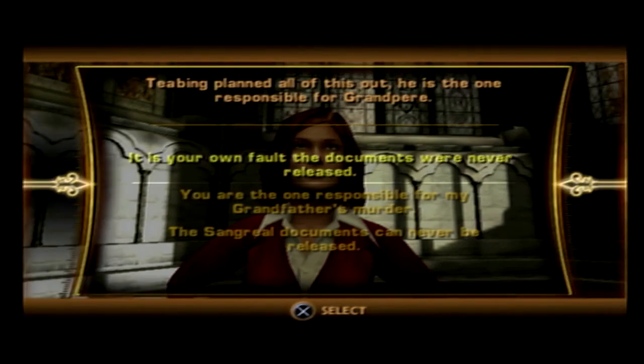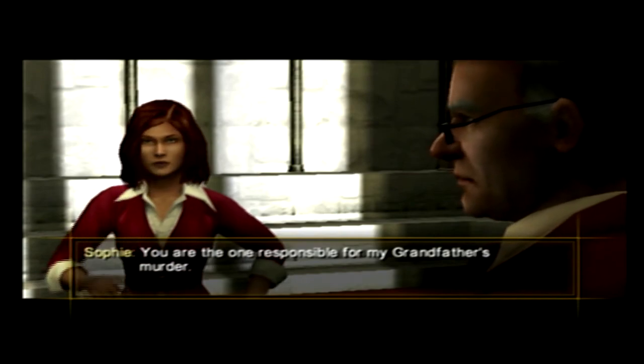It is your own fault the documents were never released. You're the one responsible for my grandfather's murder.